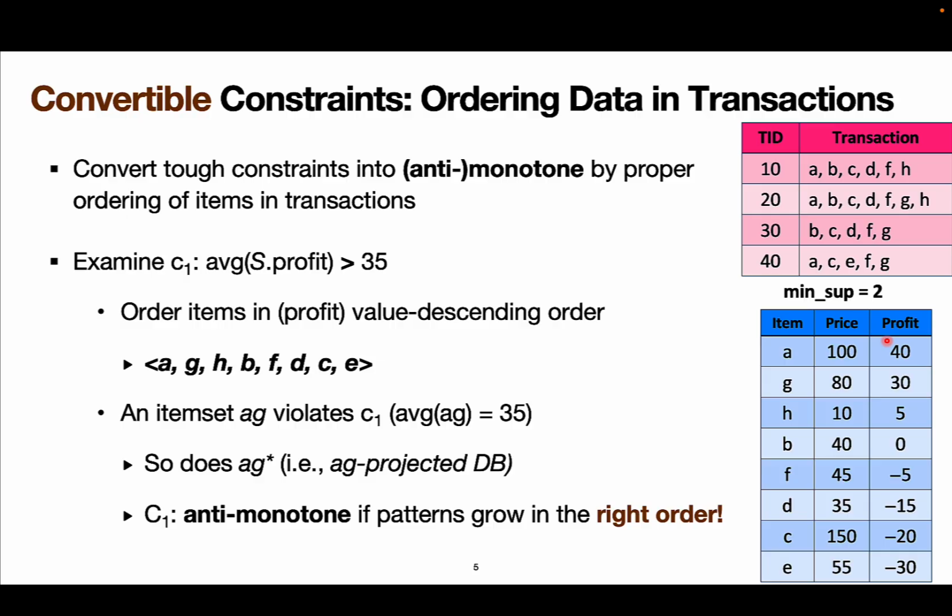So the ordering of the data converted the constraint into an anti-monotone constraint. Note the key insight: for something that is neither monotone nor anti-monotone, like average, the ordering does convert it into an anti-monotone constraint.